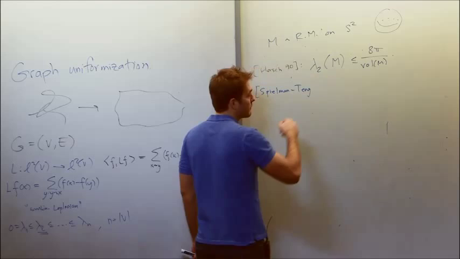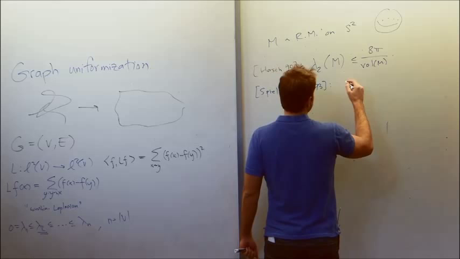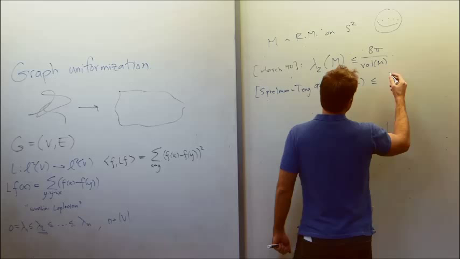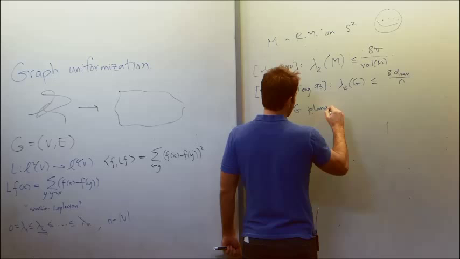So this is for Riemannian metrics on the two-sphere. So you can ask what happens for, say, the graph theoretic version, which would be to look at the second eigenvalue of a planar graph. And Spielman and Teng prove that, for G planar, you have something like this, where n is the number of vertices, and d max is the maximum degree of the graph.